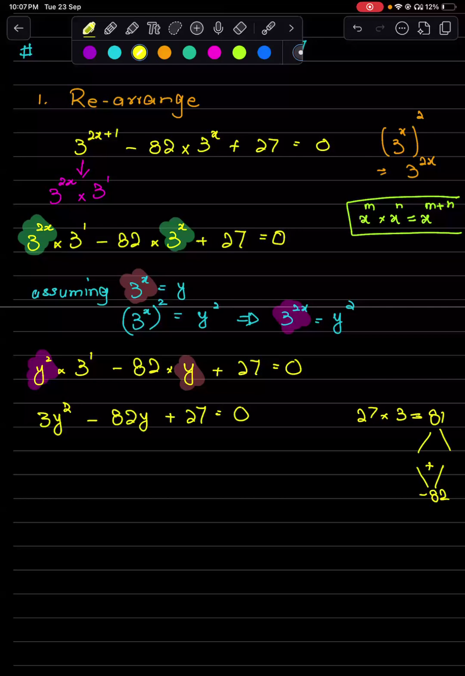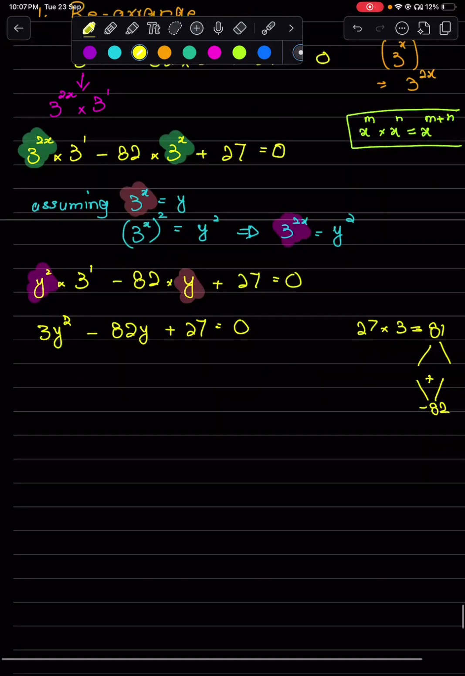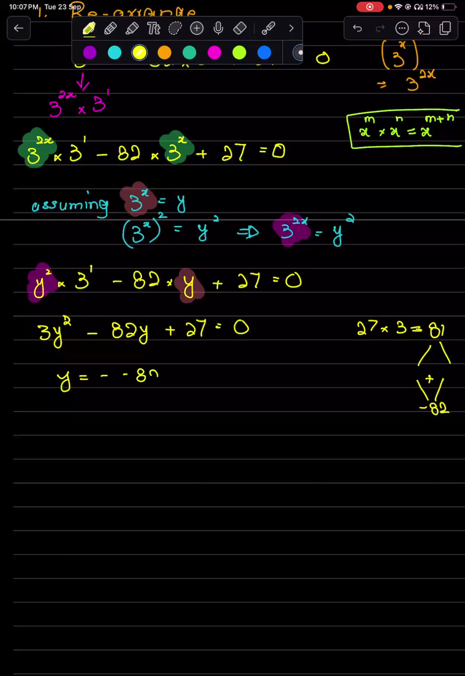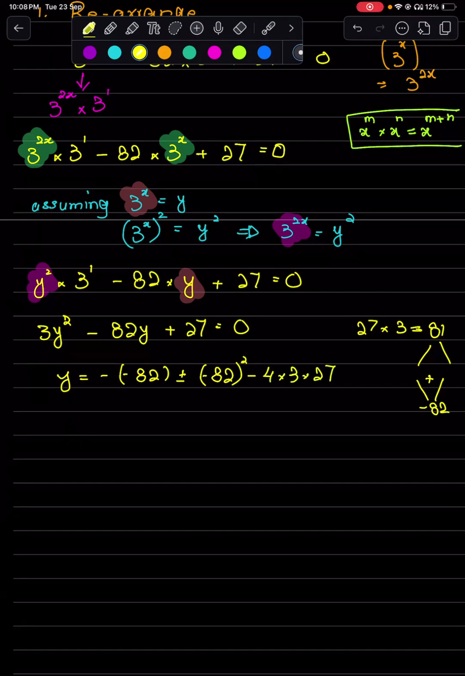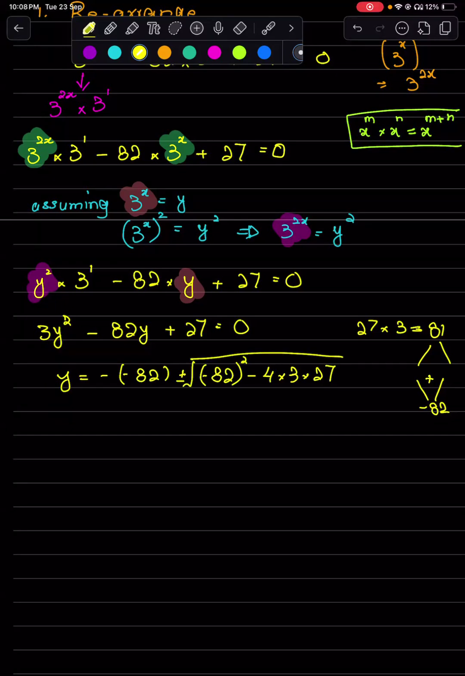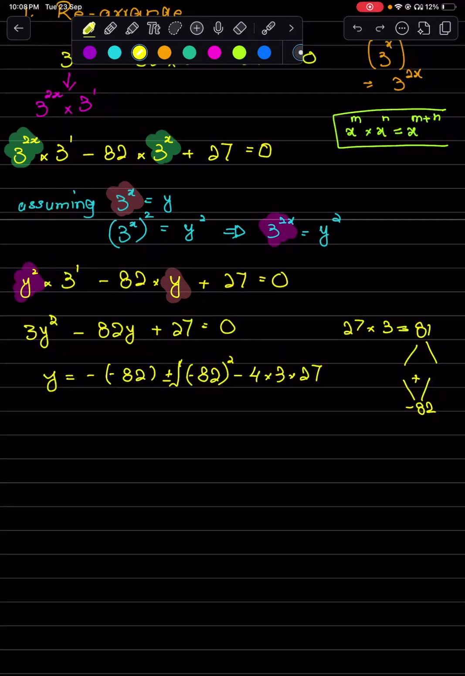This again, it's easier for me if I just do the quadratic formula. Sure. y equals, help me to get it, minus minus 82 plus minus the square root of 82 squared minus 4 into 3 into 27. Because this step I have to show, right? After that, I can do it directly on the calculator.